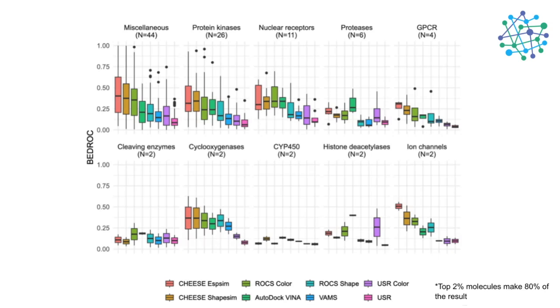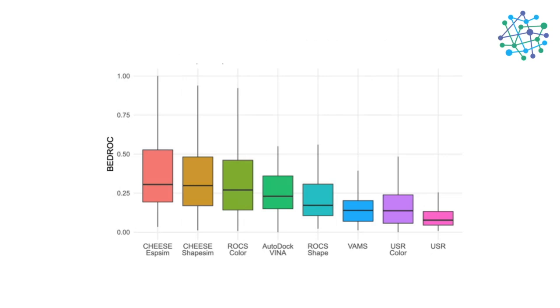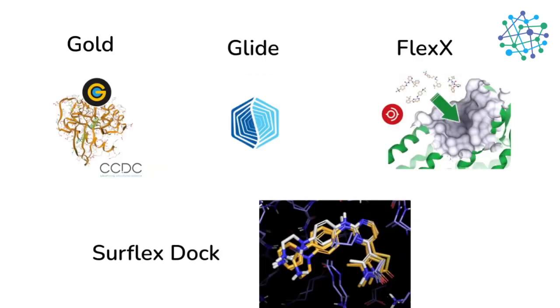To wrap it up, you can see that on all the mixed or miscellaneous targets, the results are very, very solid. On protein kinases, the shape, Shape-Sim performs better than ESP-Sim. On nuclear receptors, it's comparable or slightly worse than ROCS. And on other target classes, there are not many samples, so it's hard to judge. Here it is again averaged over all these targets.